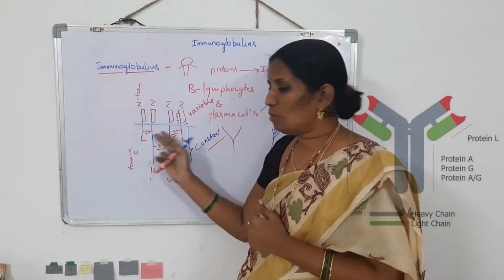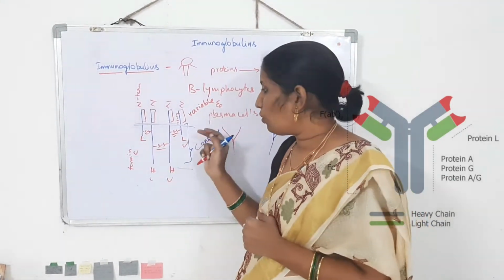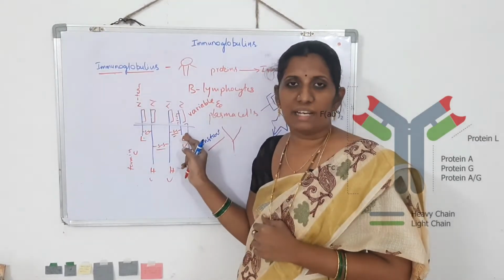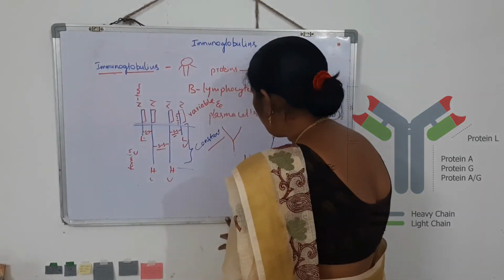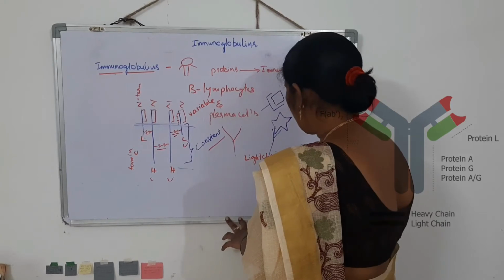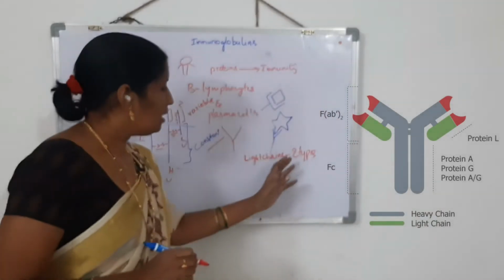And the next thing is, these two are the light chains and these two are the heavy chains, right? So depending upon the amino acid sequence of these light chains, light chains are of two types.